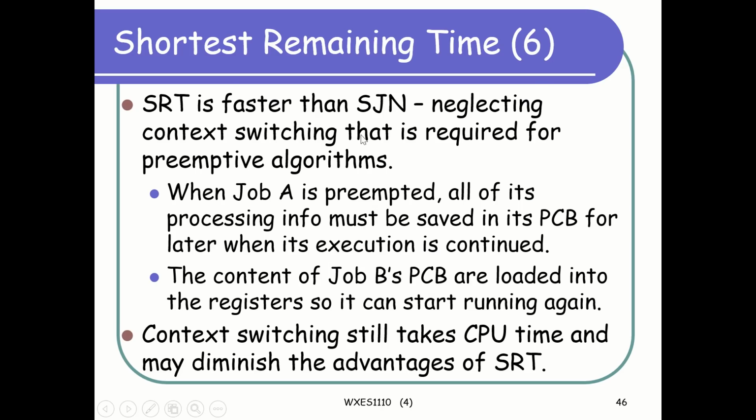So shortest remaining time is faster than SJN, neglecting the context switching that is required for preemptive algorithms. When job A is preempted, all of its processing info must be saved in its PCB for later when execution is continued. The contents of job B's PCB are loaded into the registers so it can start running. Context switching still takes CPU time and may diminish the advantage of SRT. So context switching is still there, and it will defeat the purpose of SRT.